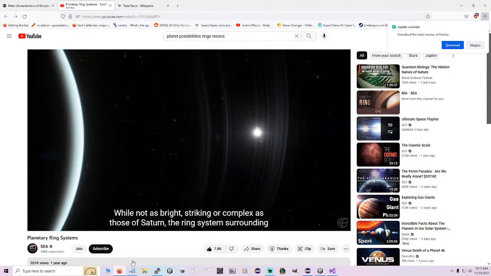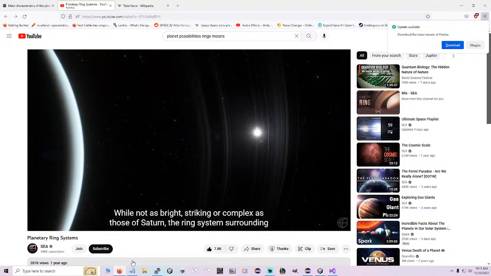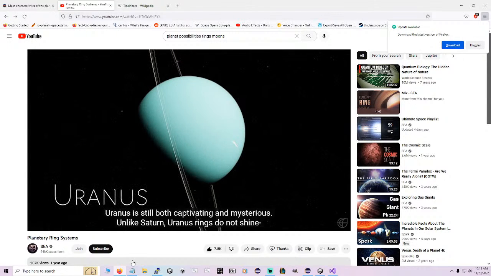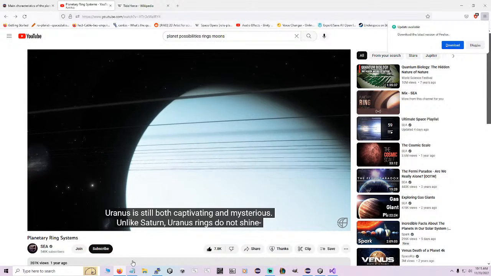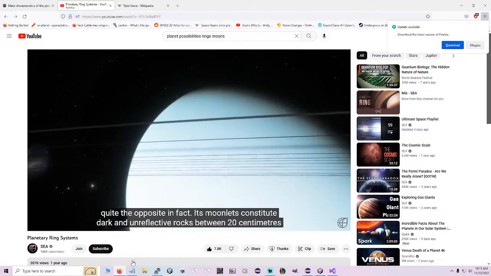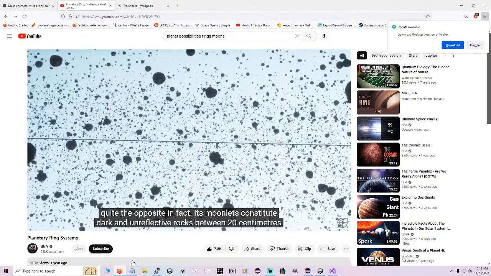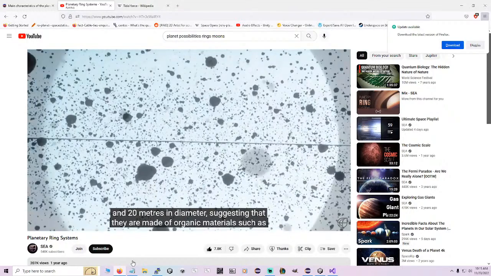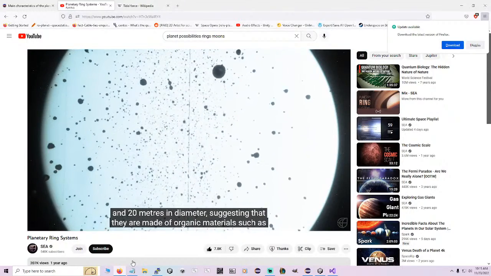While not as bright, striking or complex as those of Saturn, the ring system surrounding Uranus is still both captivating and mysterious. Unlike Saturn, Uranus's rings do not shine. Quite the opposite, in fact. Its moonlets constitute dark and unreflective rocks between 20 centimeters and 20 meters in diameter, suggesting that they are made of organic materials such as hydrogen.